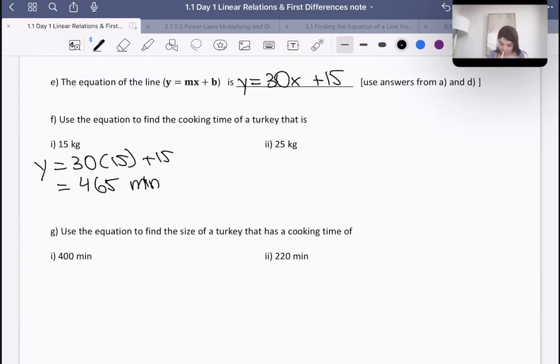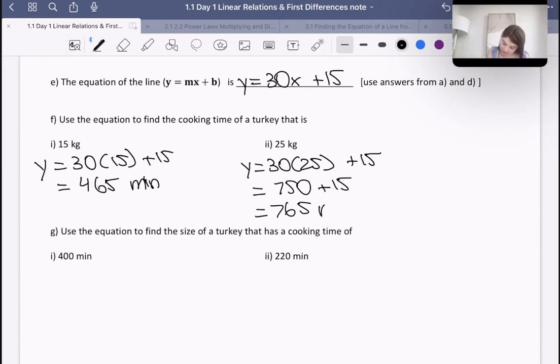Okay. Next one is 25 kilograms. So that would be 30 times 25 plus 15. So let's see, 30 times 25 is 750. So that's plus 15, which is 765 minutes that it would take.